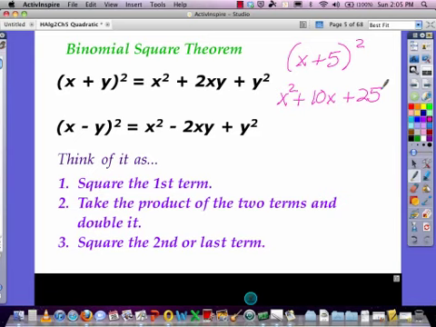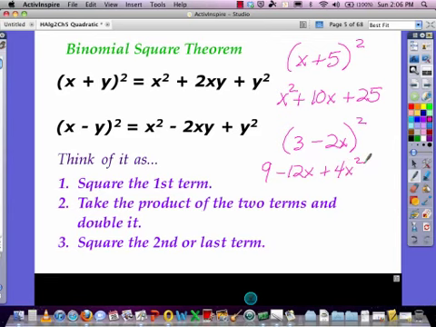Let's do something a little tougher. So my quantity now is 3 minus 2x, and it's the quantity squared. I'm not going to rearrange in my head the order. There's only 2 terms. I'm going to leave it as it is. If I have to rearrange, I could always do that as my last step. So here we go. Square the first. Take the product of the 2, doubled. Square the last.